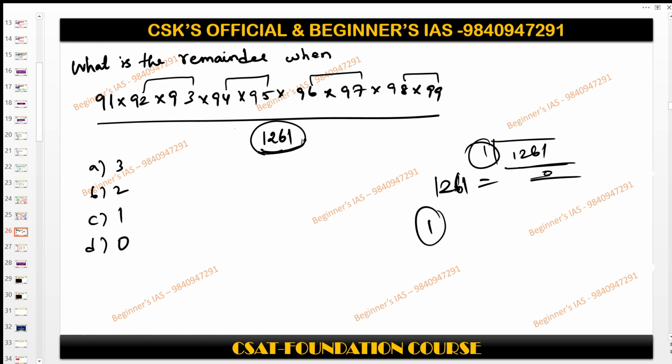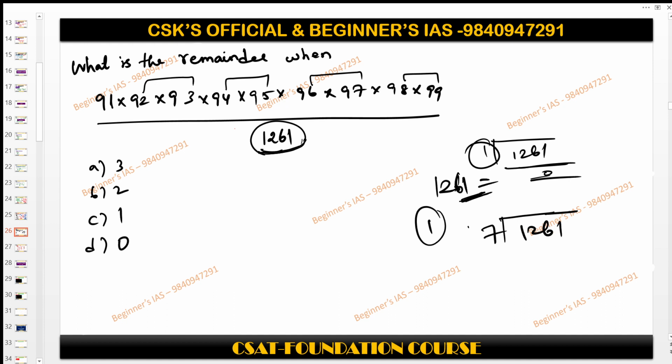Now 1 is a factor, 2 is a factor? No, 2 is not a factor. 3 is also not a factor. Like this, if you check, you will get 13 as one factor, or else you can find 7 as one factor.